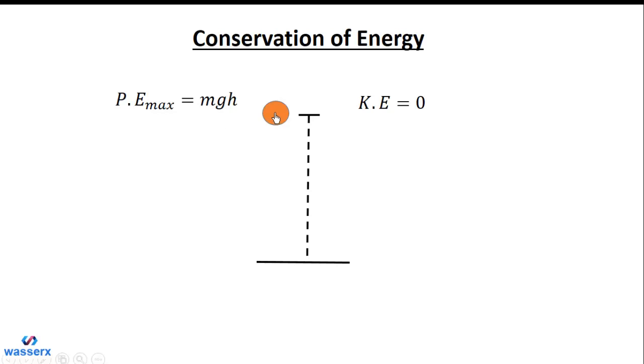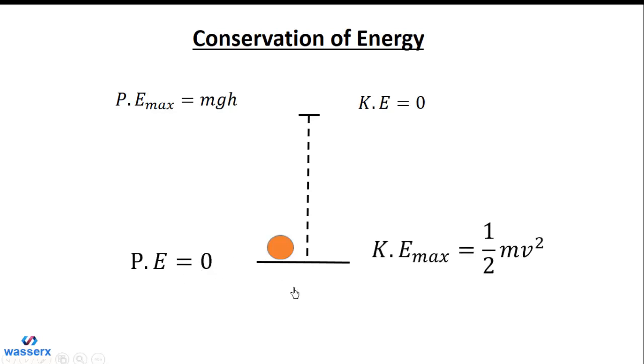As this body moves down and is about to hit the ground, just before it hits the ground, the potential energy at this point will be zero, but the kinetic energy will be maximum. So you can say that the initial energy here is equal to the final energy. So the potential energy at this point will be totally transformed into kinetic energy.